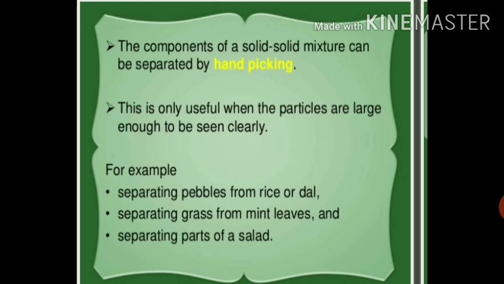Now there are many ways to separate the components of a mixture. We choose the suitable method on the basis of the type of mixture or type of constituent of a substance we are separating. So first we will talk about separation of solid from solid. It means a solid-solid mixture.